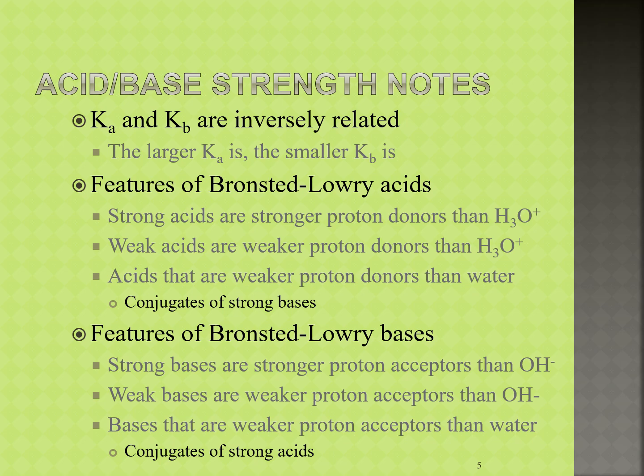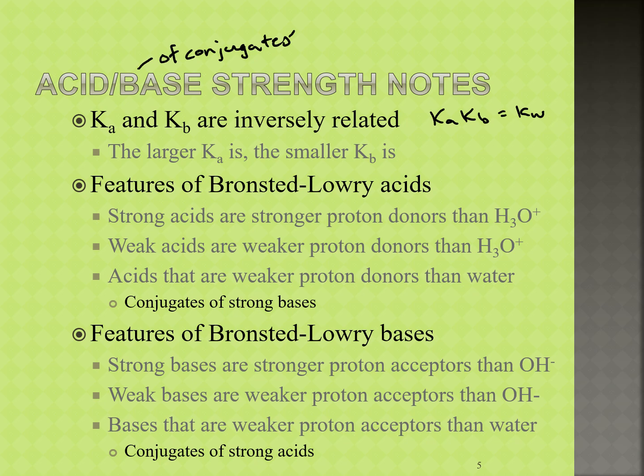Well, if we look at acid-base strengths, these are conjugates of each other. So again, think about ammonia and ammonium. The Ka and Kb are inversely related to each other, right? Ka times Kb is equal to Kw. Kw is a constant, so if Ka is big, Kb has to be small, and vice versa. So the bigger the Ka, the smaller the Kb, and vice versa.